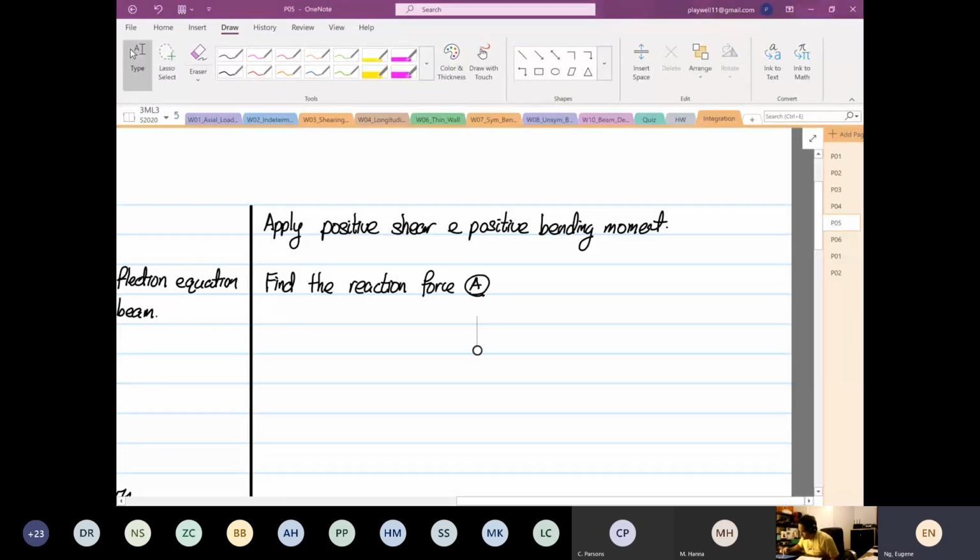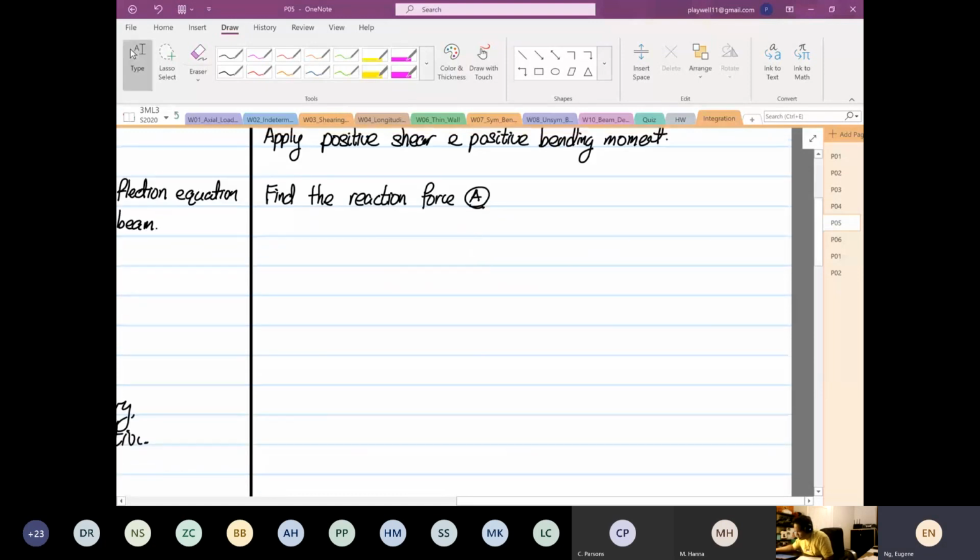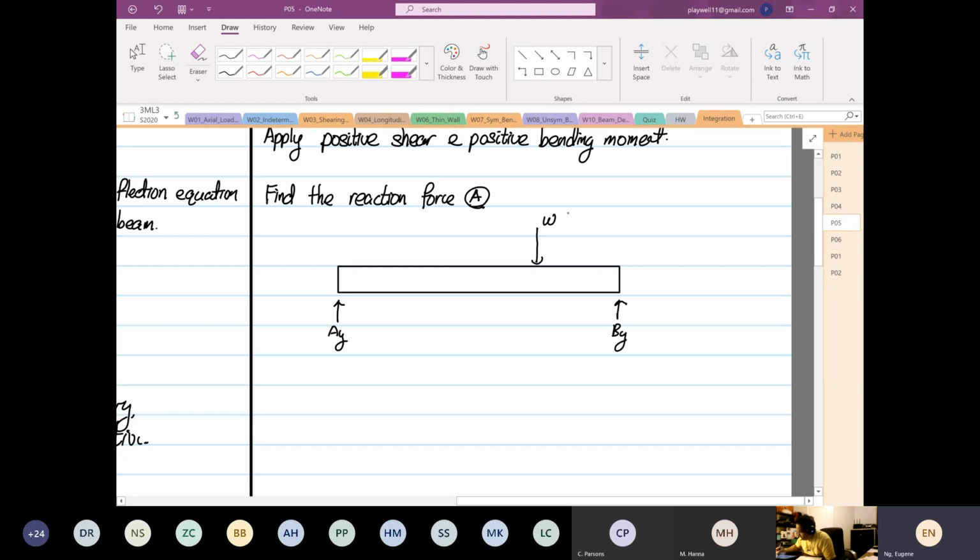Because the load is very simple, you can use this technique, but you have to be careful on your approach. So this is the load. This is your AY, over here is your BY, and your load over here is omega naught L divided by 2. This is your equivalent load. For the equivalent load, we use half base times height.